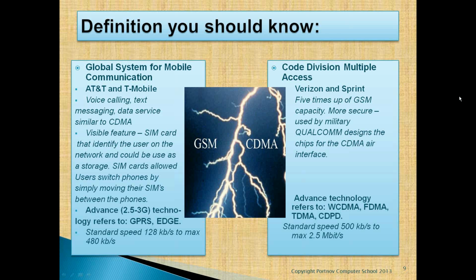Naturally, we're talking about speed at this point. The standard speed for GSM is between 128 kilobits per second to a maximum of 480 kilobits per second. And if we're talking about CDMA, then there's a much better speed, 500 kilobits per second up to 2.5 megabits per second. So why do I really need to know all these bits? Because it's all about speed, how you transfer and how you retrieve your data. So how fast you can save your data.